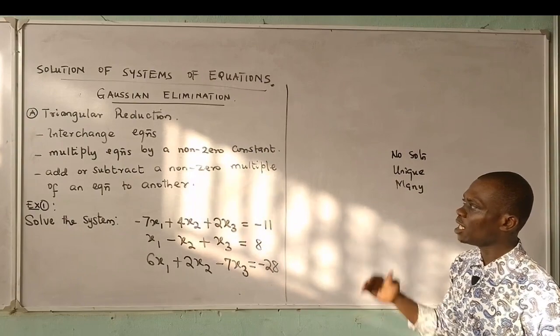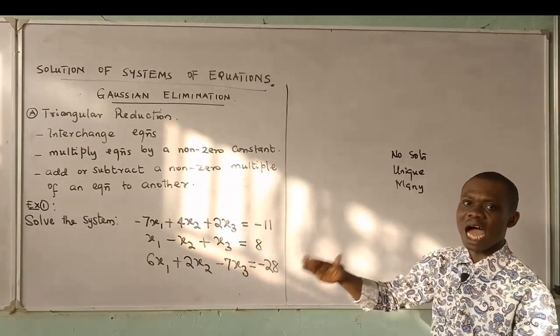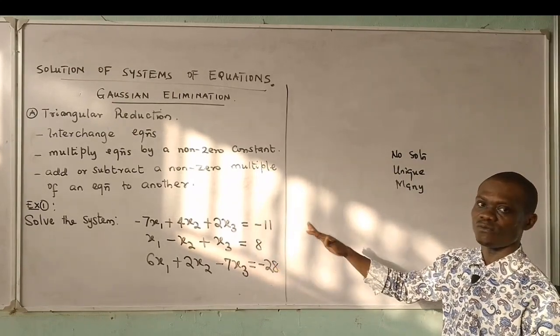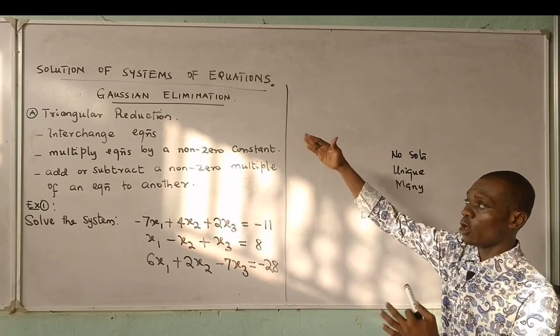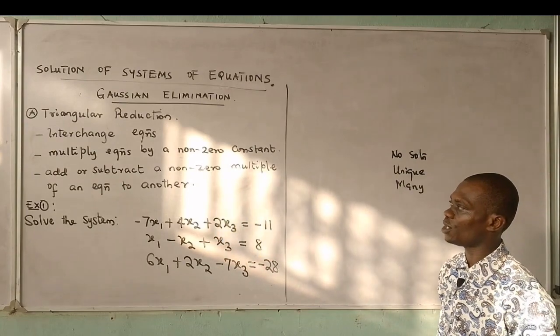In this particular lesson, we're going to be looking at how you do triangular reduction. This example is going to involve both the triangular reduction and the backward substitution. Of course, the two together make up the Gaussian elimination.